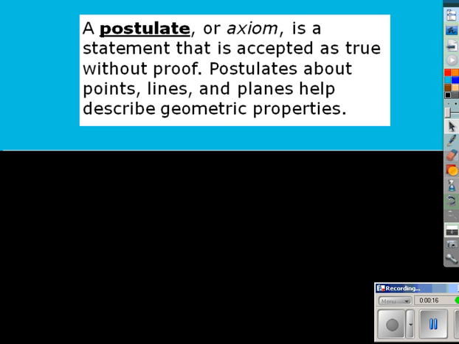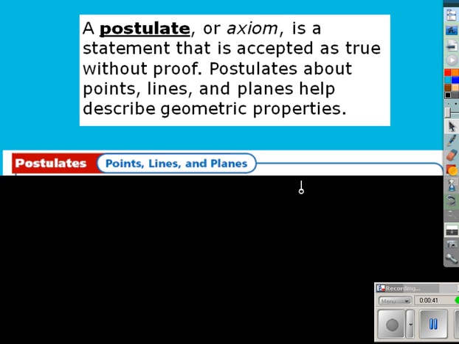A postulate, or in other books, it's also called an axiom, is a statement that is accepted as true without proof. What that means is that for most of geometry and actually most of algebra, just about everything can be proven. But there are a couple things that we just accept as true. So postulates about points, lines, and planes help describe geometric properties. So we're going to take a look at a couple of these here.